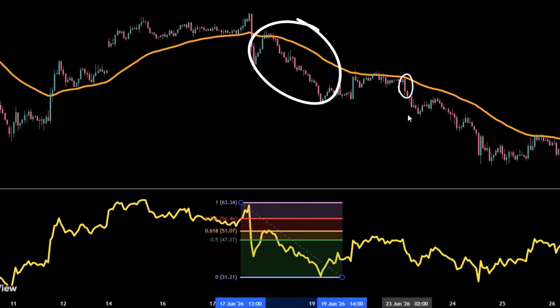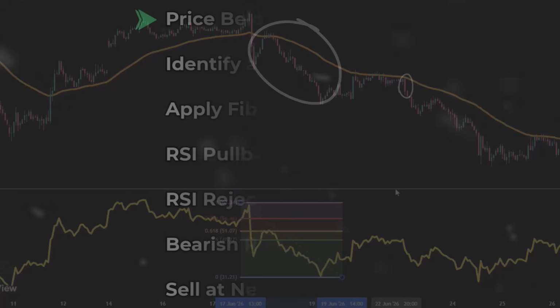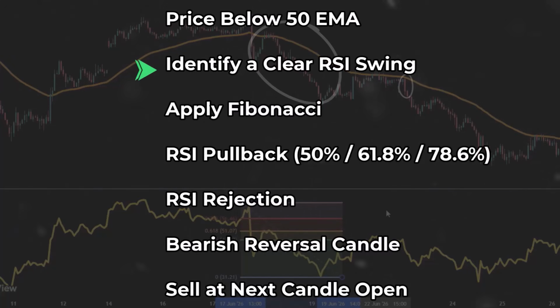So, for a sell setup, remember the sequence. Price below the 50 EMA, a clear bearish swing on RSI 34, Fibonacci from the RSI swing high to the swing low. RSI pulls back to 50%, 61.8%, or 78.6%. RSI rejects the level and starts moving downward, and price gives us bearish candlestick confirmation. Then we enter the trade.